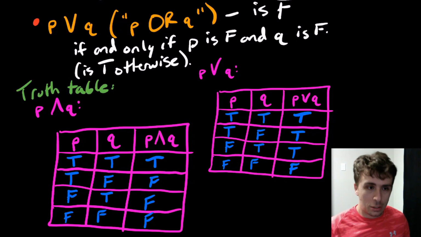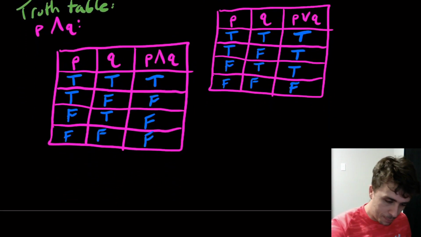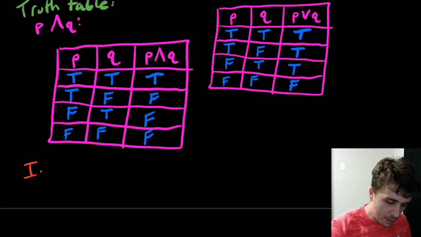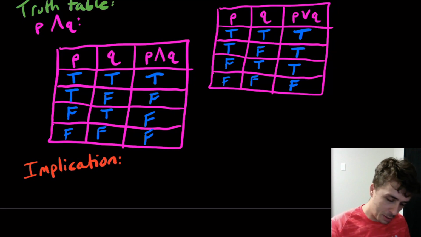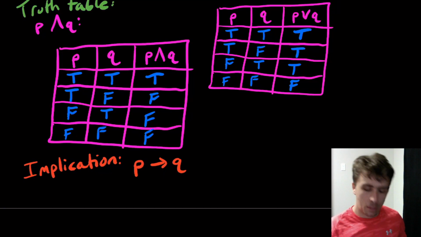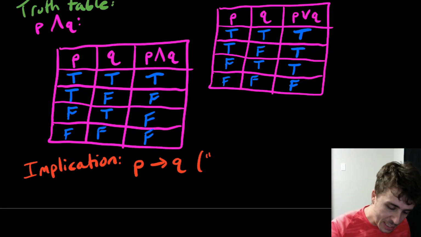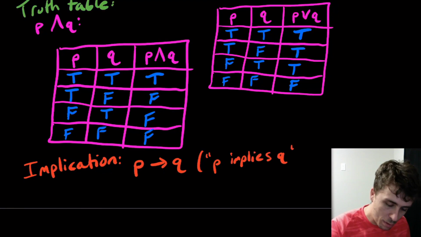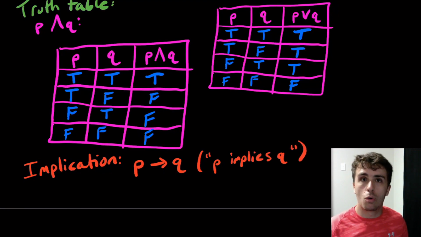Okay, so let's do another one. The next one is really important, at least in some of the things that I do, and it's called implication. That's going to be written P arrow Q. The way that you should read this is P implies Q, that Q is true. So what does this actually indicate?